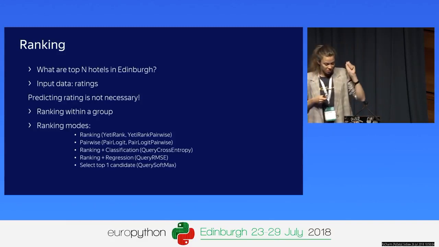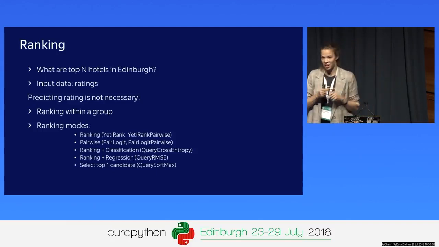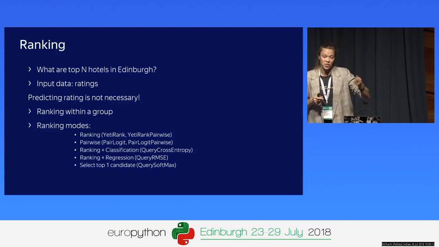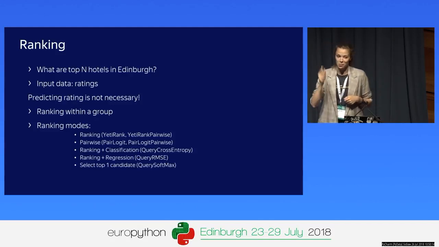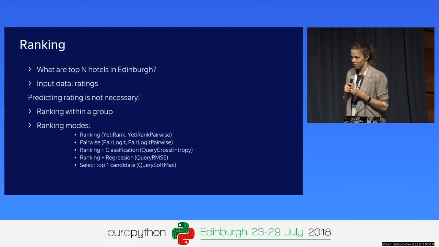We have 2 modes for ranking. They are called YetiRank and YetiRank pairwise. And the difference between them is that the first one is really fast and the second one is really powerful, but slow. In most cases, we use YetiRank pairwise.